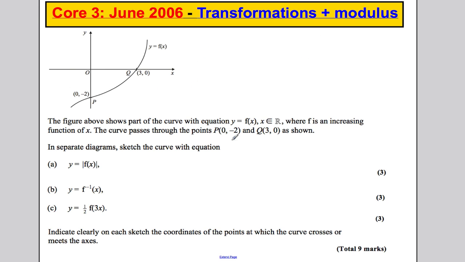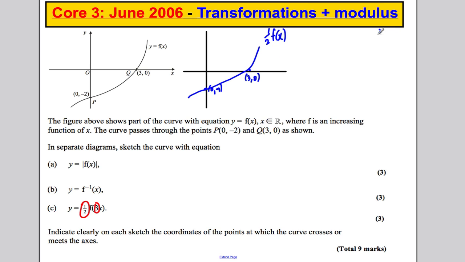Okay, next part. We have got some sort of stretch by scale factor of a third in the x direction, and then we've got some sort of stretch by factor half in the y direction. One transformation's inside, one's outside. Order does not matter. So we're going to draw two graphs. The first graph we're going to draw is, let's draw a half f of x. That's a stretch by a factor of half in the y direction. So this point here would now be 0, negative 1. This point here would still be 3, 0, and it would look something like this.